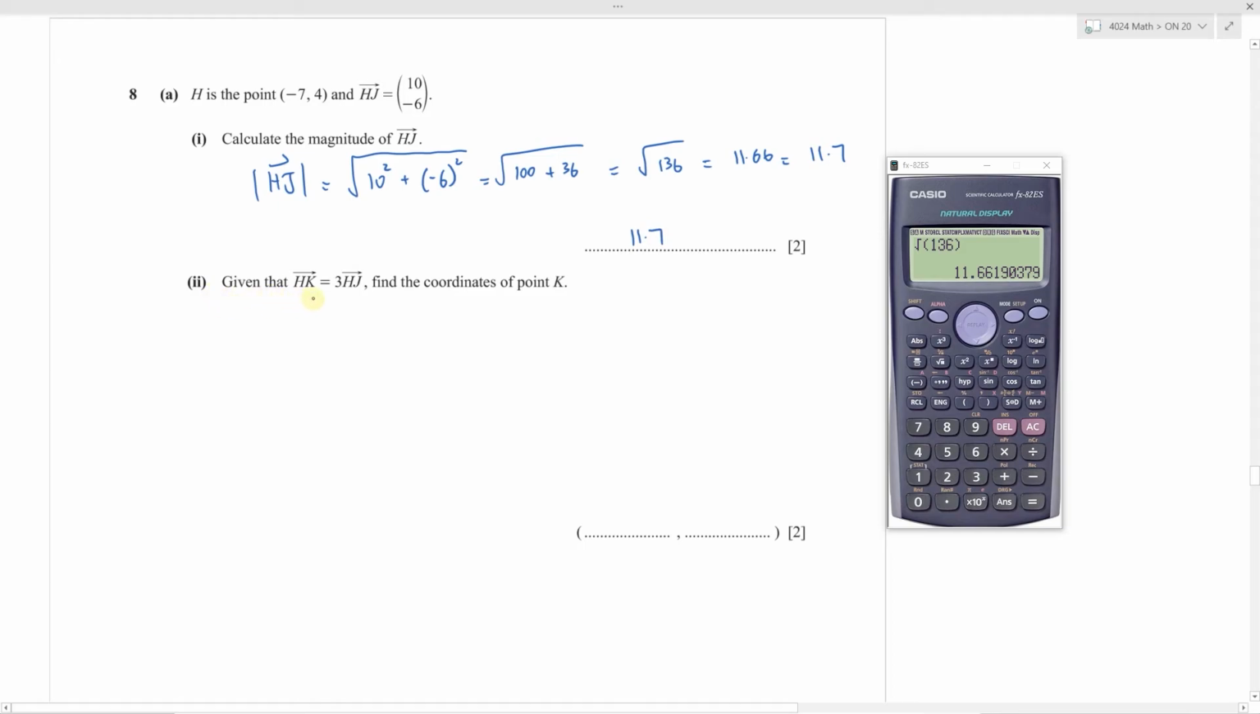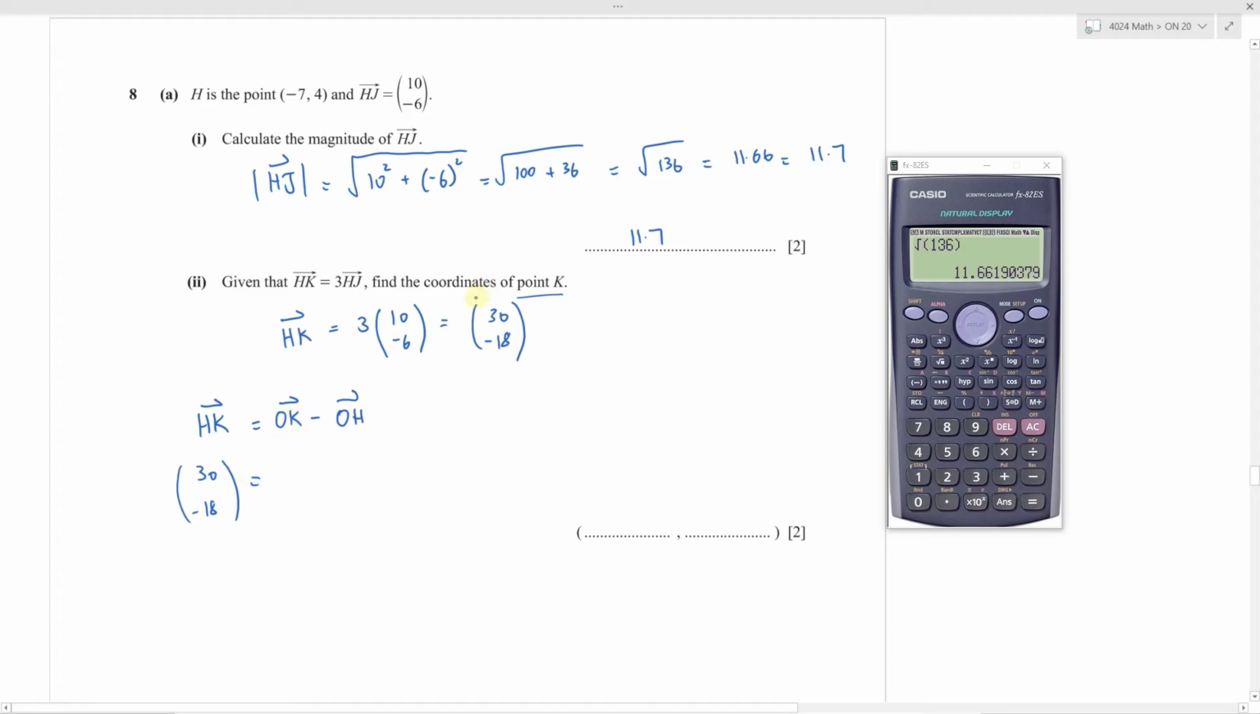Part 2 is, given that HK equals 3 times HJ, find the coordinates of point K. So HK is given as 3 times HJ. HJ is (10, -6), so this will be (30, -18). Now you have to find the coordinates of point K. We can calculate the coordinates of point K using the position vectors. The vector HK can be represented as OK, the position vector of K, minus OH, the position vector of H. And we know that HK is this (30, -18).